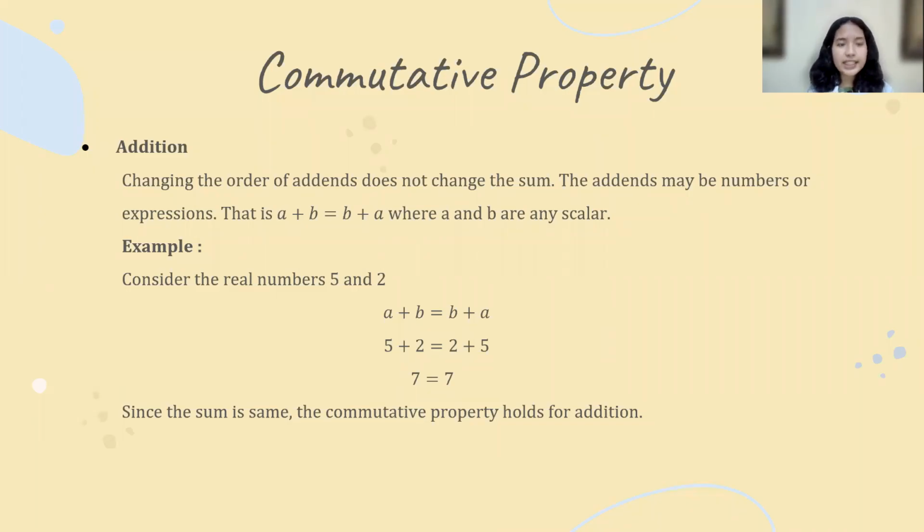There is a rule for addition. Changing the order of addends doesn't change the sum. The addends may be numbers or expressions. That is, A plus B is equal to B plus A, where A and B are any scalar.